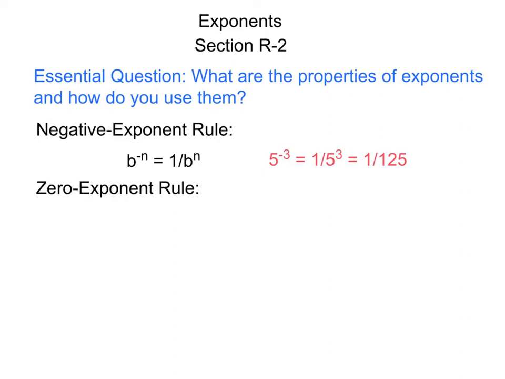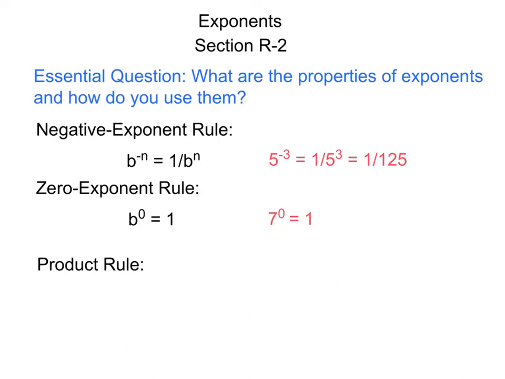The next is the zero exponent rule. Now this rule simply states that if b is any real number other than 0, then b to the 0 power is equal to 1. An example of this might be 7 to the 0 power is equal to 1.